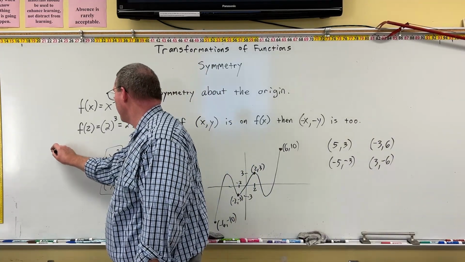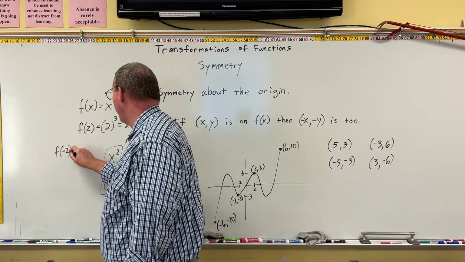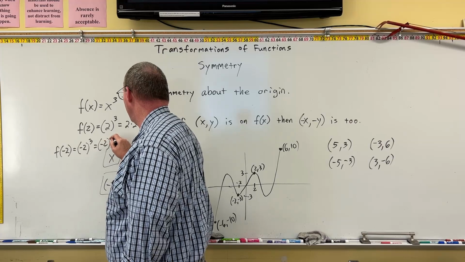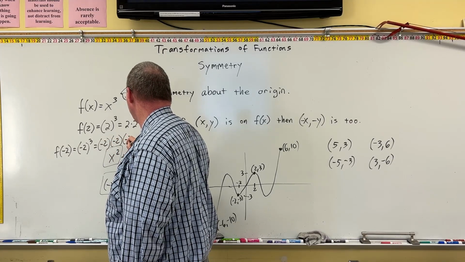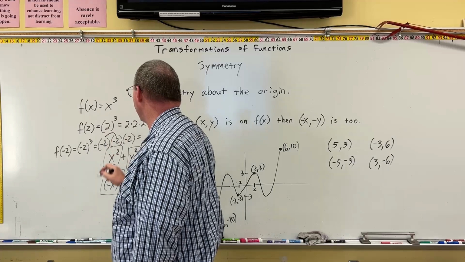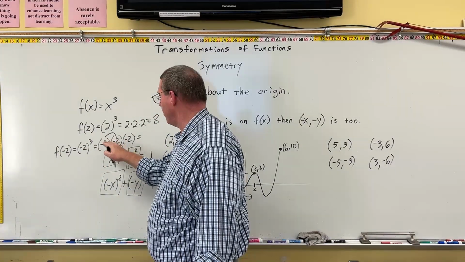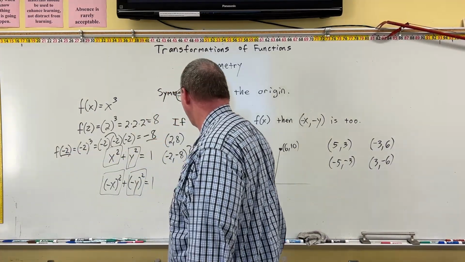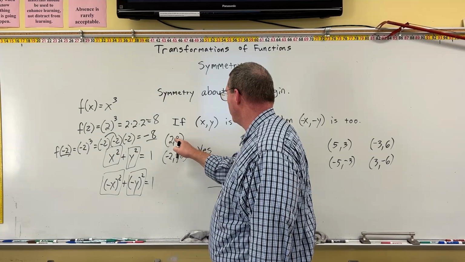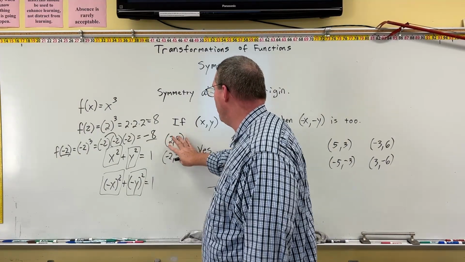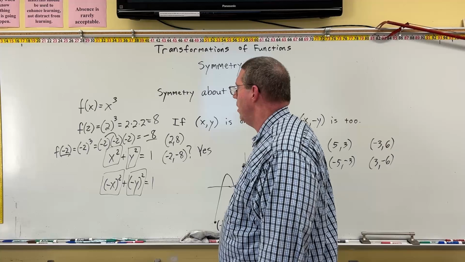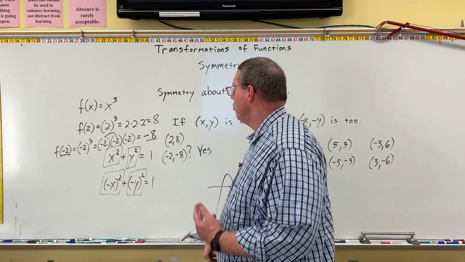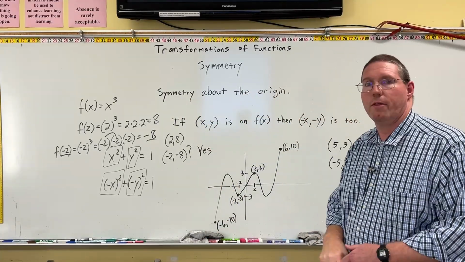Let's find out. What's f(-2)? That would be (-2) cubed, which is -2 times -2 times -2. Well, -2 times -2 is positive 4, and positive 4 times -2 is -8. And sure enough, (-2, -8) is on the function. So (2, 8) and (-2, -8) are both points on the function f(x) = x cubed, and that means that f(x) = x cubed is symmetric about the origin.